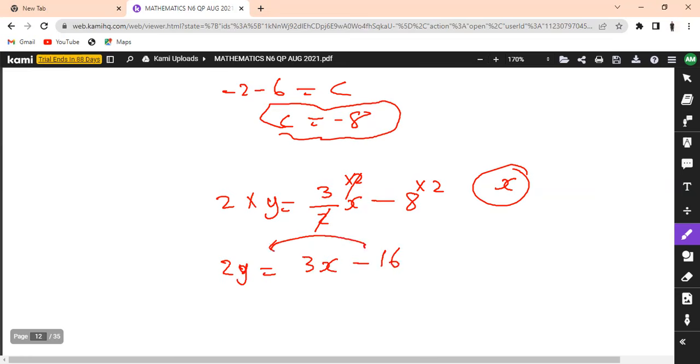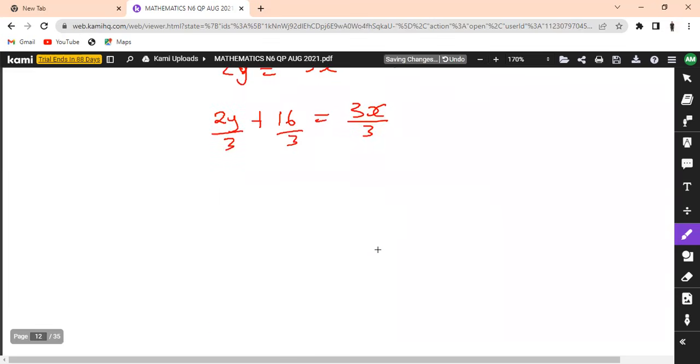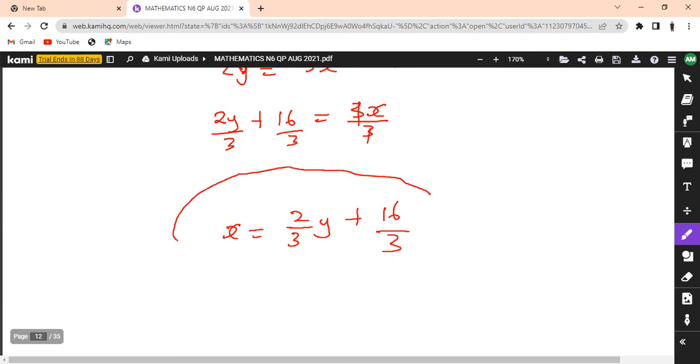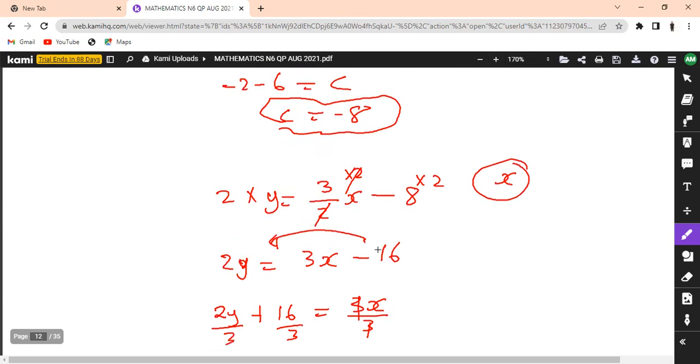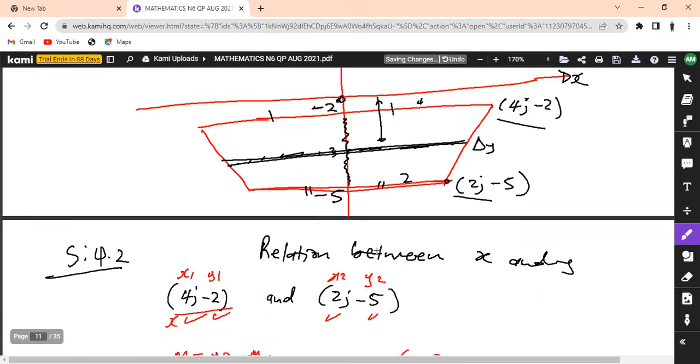So we can transpose this to the left-hand side. That's 2y plus 16, which is equivalent to 3x. So you can divide by 3 each and every term, because remember, we want to make x the subject of the formula. So x is going to be 2 over 3 y plus 16 over 3. So this is your relation, the one that you are now going to use to calculate your area moment.